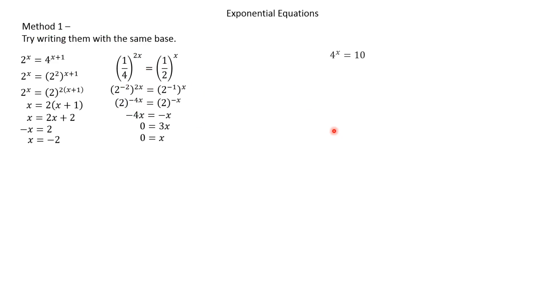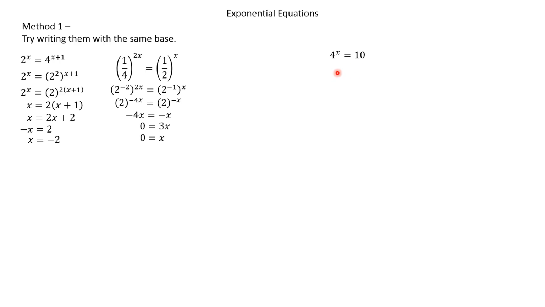For another method, we'll have things like this: 4 to the x equals 10. If we tried this using the first method, writing them with the same base, well, 4 is 2 to a power. 10, however, is not 2 to a power. Well, 10 is 2 to the 3 point something, but that is not something we want to try to figure out. So we have a second method for this type of problem.